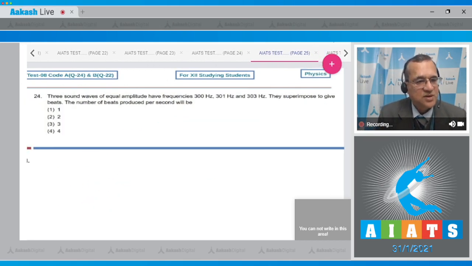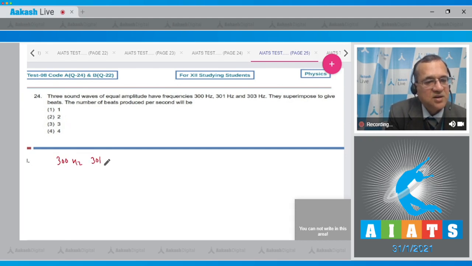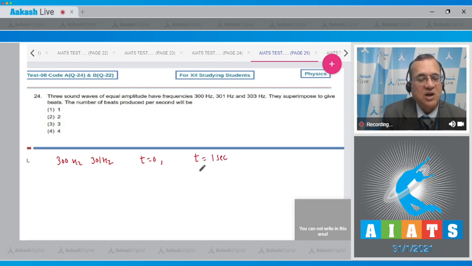Question number 24: three sound waves of equal amplitude have frequencies 300 Hz, 301 Hz and 303 Hz. They superimpose to give beats. What is the number of beats produced per second? We take the two sources 300 Hz and 301 Hz. The beat frequency will be 1. That means 1 beat will be heard per second. So say at t equal to 0 second, you hear the sound. Then at t equal to 1 second, you'll hear a new loud sound.